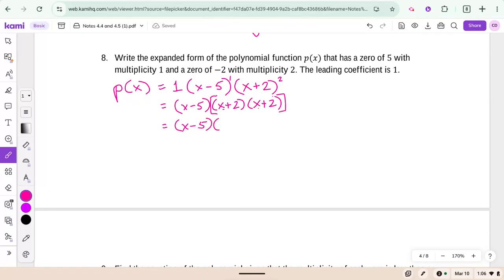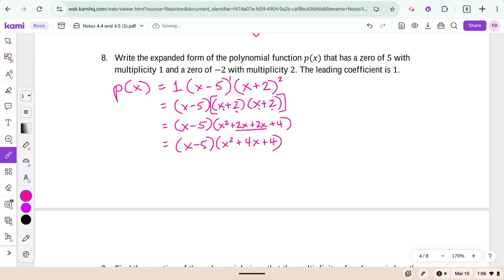So I'm going to do x times x is x squared. X times 2 is 2x. 2 times x is 2x. And 2 times 2 is 4. So I have x minus 5. And then if I simplify all of this, I can combine 2x plus 2x and call that 4x.